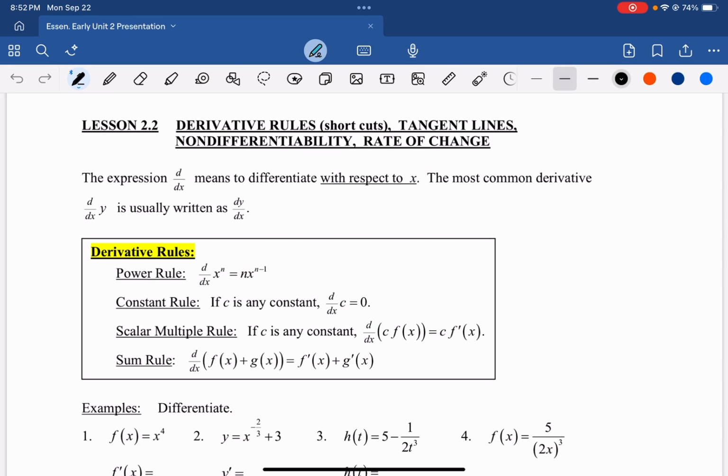Okay, this is lesson 2.2, derivative rules, tangent lines, non-differentiability, and rates of change. So the expression d/dx means to differentiate with respect to x. And the most common derivative is going to be our d/dx of y, which is usually written dy/dx.